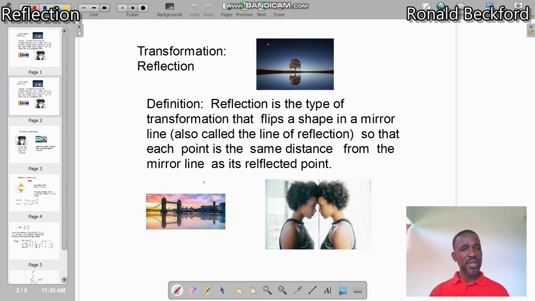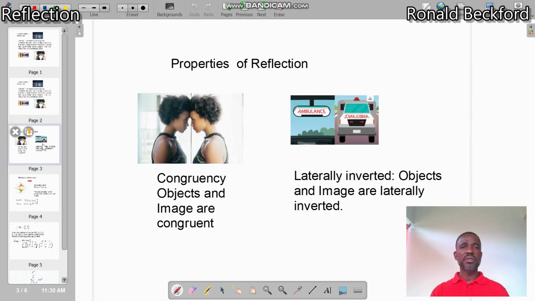The pictures on the screen here depict what a reflection actually is. From these images, you will realize that the object and the image are congruent, and that there is a line, which we call the mirror line, that seems to just cut the image and the object in two. All right. And so, what are the properties of a reflection? We need to look at that, right?